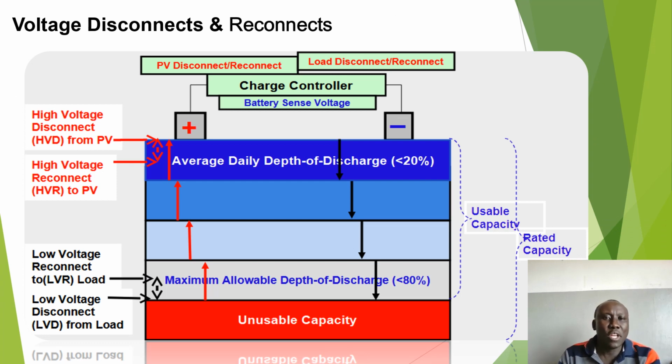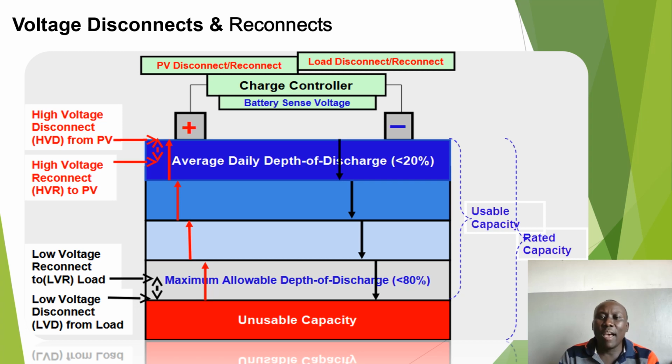Now, voltage disconnection and reconnection. In voltage disconnection, when the temperature goes high, the high voltage disconnects from the PV through the charge controller. So the charge controller is going to disconnect when the voltage goes very high. When the voltage drops a bit, it will reconnect. So we call it the high voltage reconnect to PV.